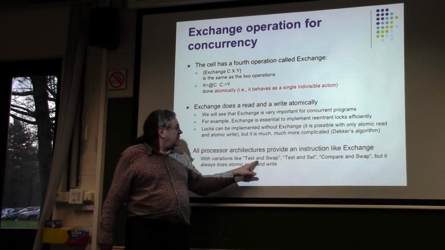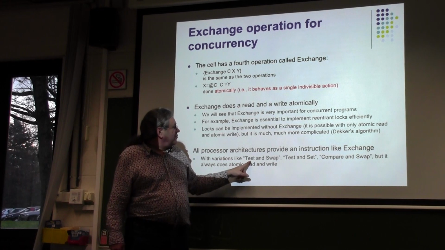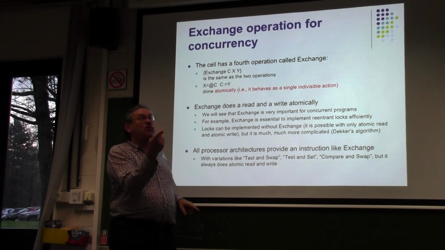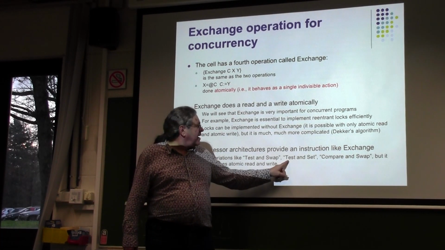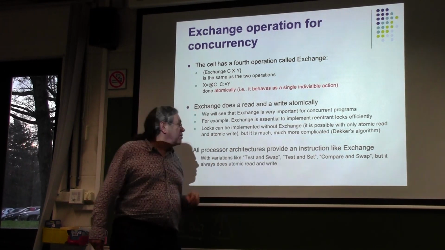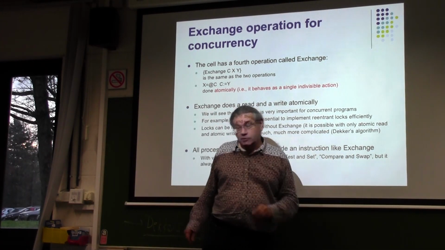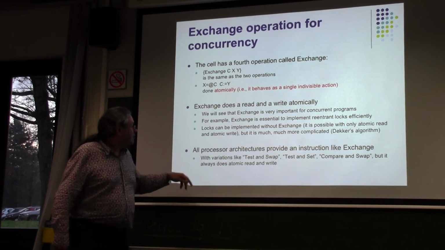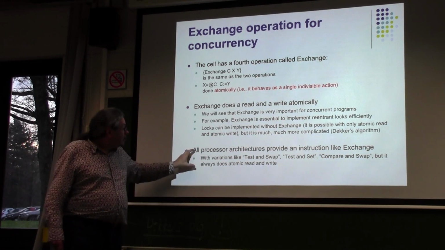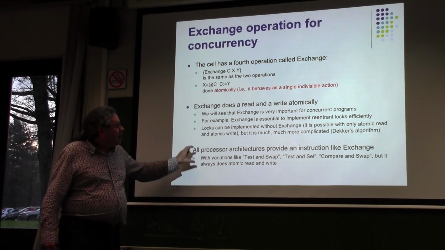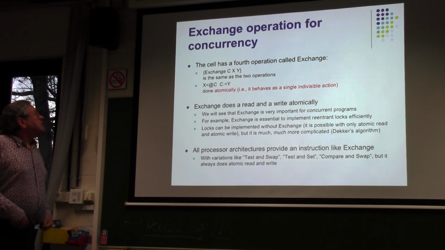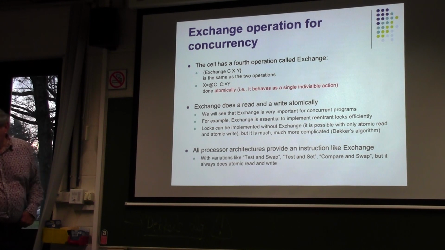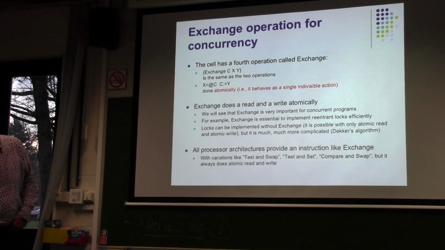So maybe it's test and swap. So test is a read and swap is a write. And swap is where you exchange a value in a register with a value in memory, or test and set. Now test is reading a bit, and set is setting the bit. Compare and swap, similar. So they all have names like that, but they're both doing read and write, okay? So there are many variations of this for certain kinds of efficiency reasons, but it's always read and write together, okay? So that's the fourth operation, and today we will use that, and you'll see with exchange, it's actually reasonable, okay?